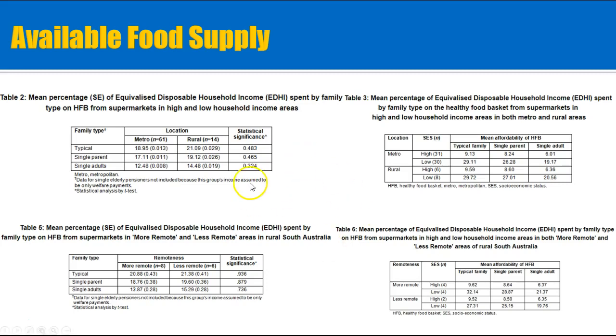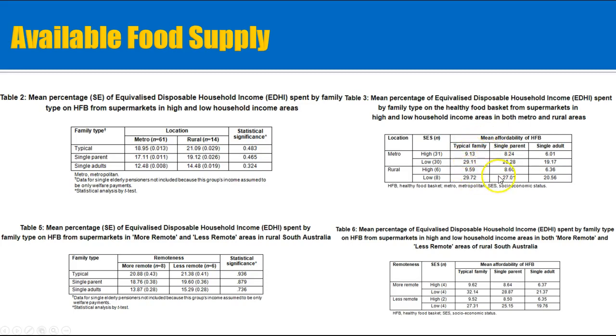Looking at table 2, there's a 2% increase in money spent on the healthy food basket for all family types, whether metro or rural. So there's not a huge impact here. However, if we move over to different socioeconomic status, which is reflected in tables 3, 5, and 6, we'll notice that with a high socioeconomic status, so people that have a lot of money, they will see minimal impact on the percent of their disposable household income they spend, whether they live in a rural or a metro area.